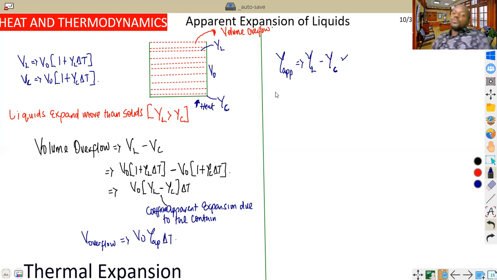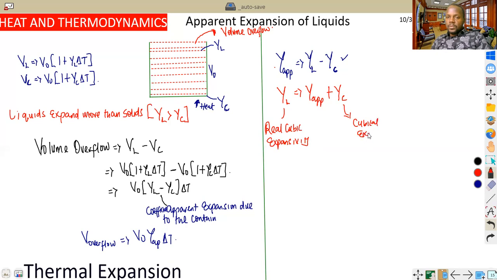So in this, most of the time, some of you are used to seeing the formula as the real cubic expansivity, which is basically what you are used to. When you arrange this formula, it is now equal to the apparent expansivity plus that of the container. So this one is now called the real cubic expansivity, this is the apparent cubic expansivity, and this is the cubical expansivity of the container. This is the methodology we use.